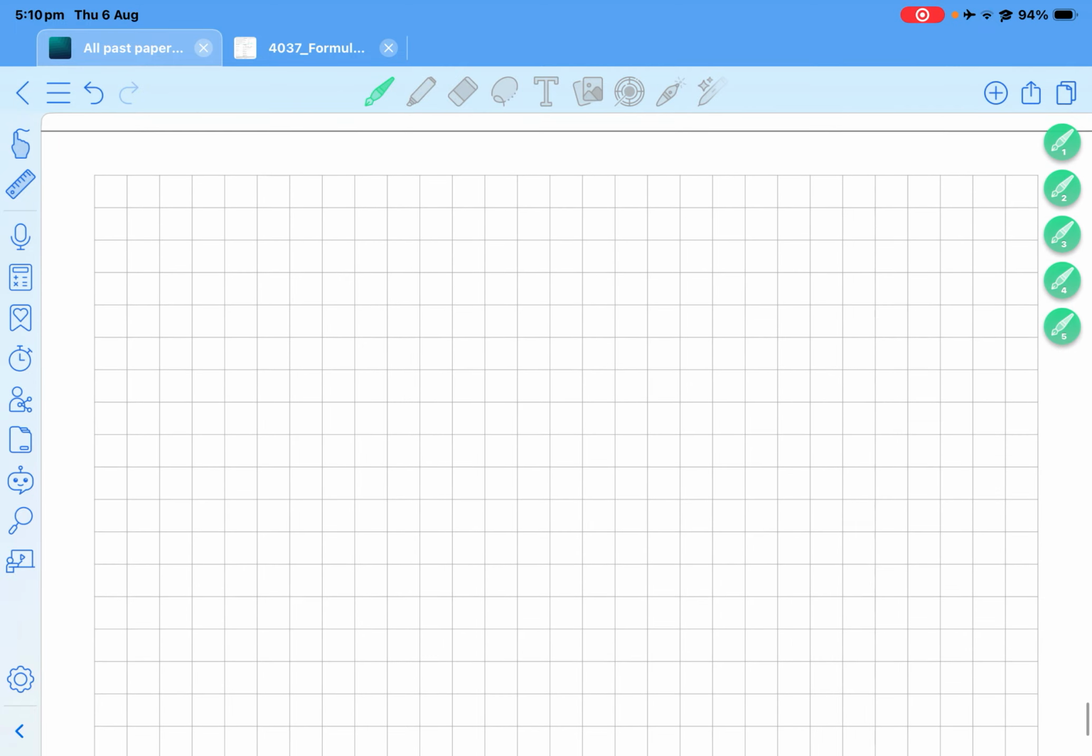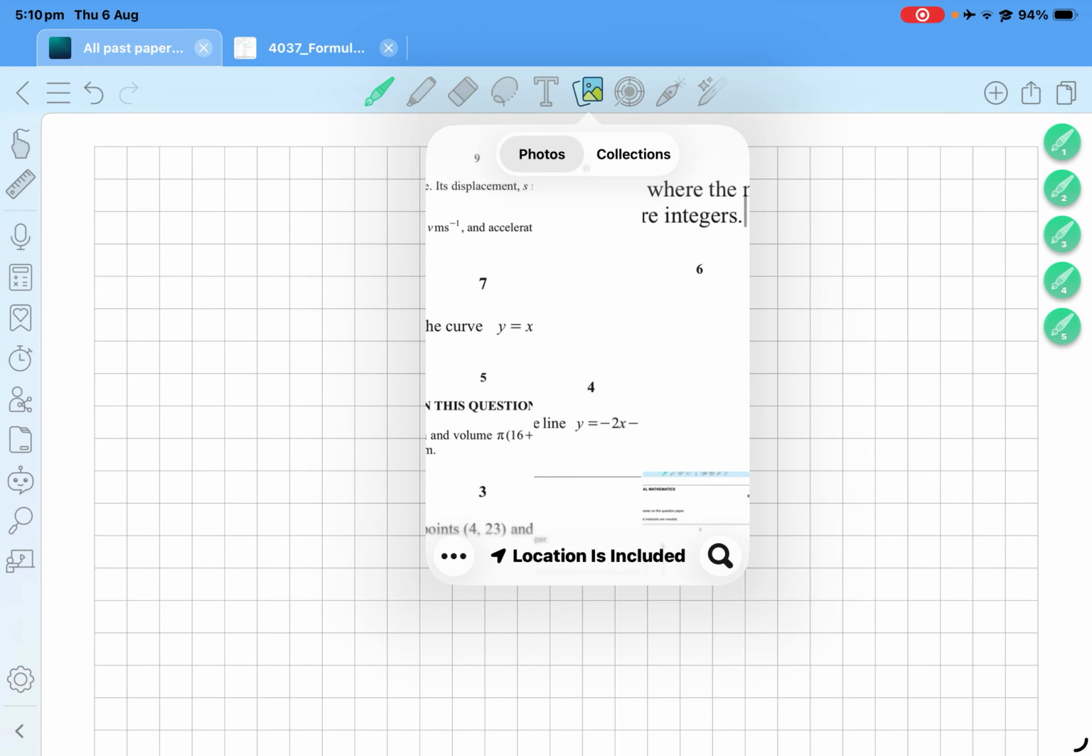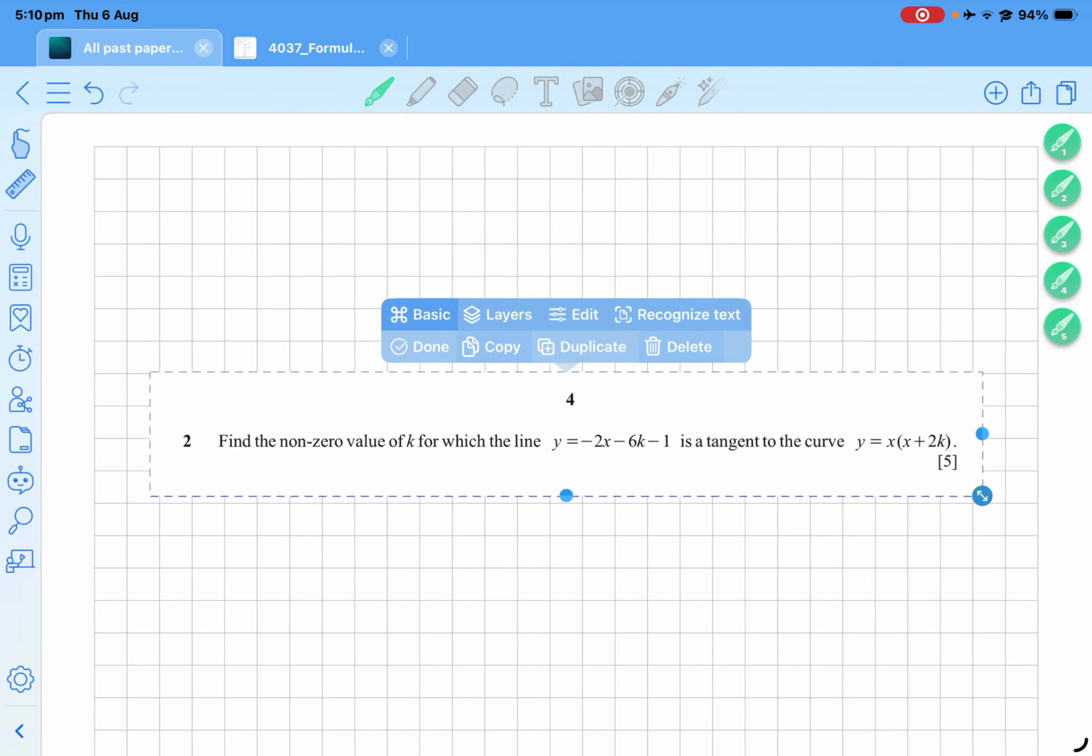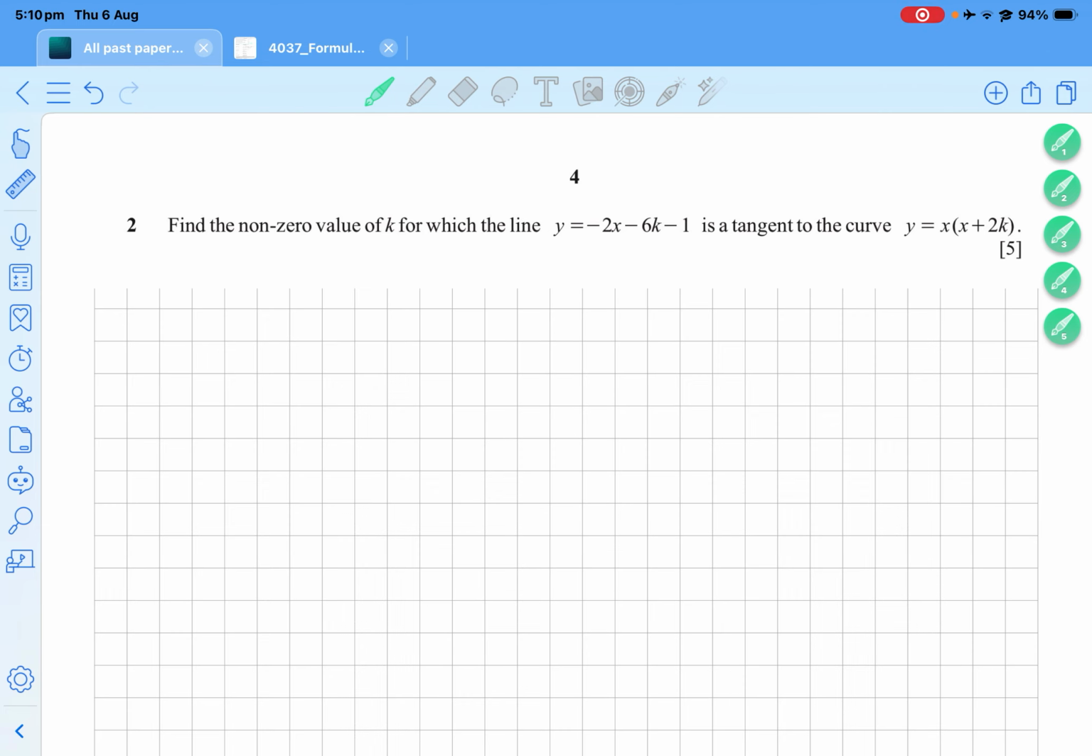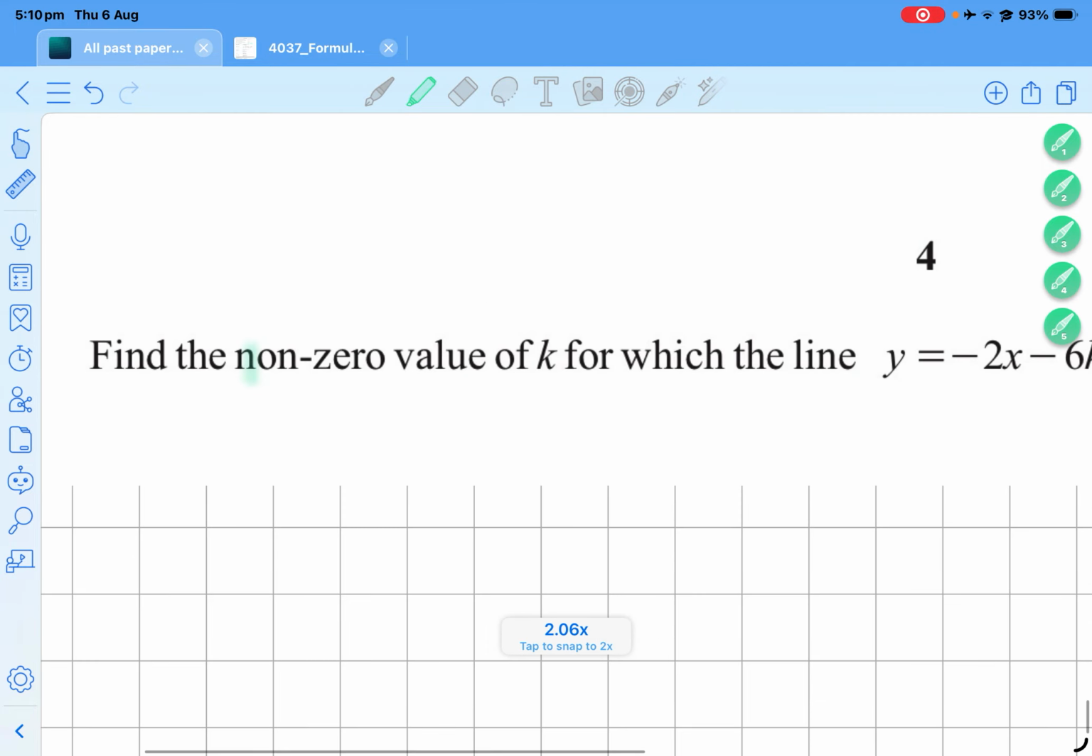Okay, then let's move on to question number 2. Find the non-zero value of k for which the tangent, this is a tangent. So if you notice, they've said it's a non-zero value of k. So I'm expecting that one of the values of k should be 0. So I'm expecting a quadratic equation to appear, and I'll show you that in just a minute.